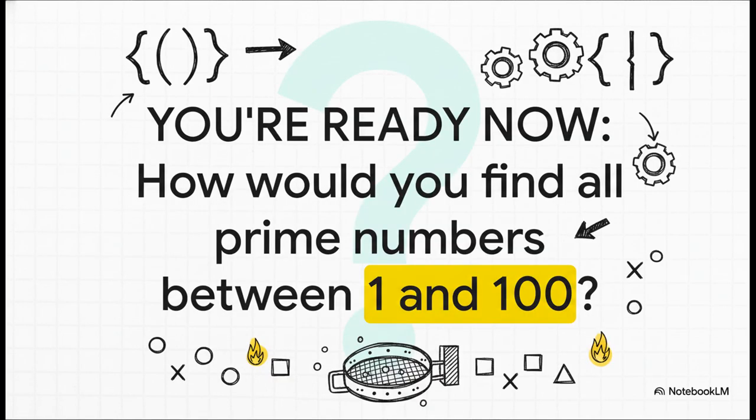Okay, now it's your turn. You've got all these keys in your hand. Let's think about a trickier problem. How would you write a program to find every single prime number between 1 and 100? Would you need an outer loop? What about an inner one? Is there a point where maybe using break could make your code run way faster?